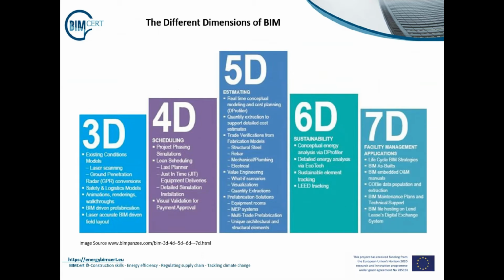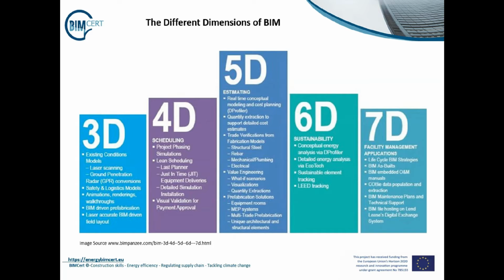BIM dimensions are different to BIM maturity levels, which we looked at in Learning Outcome 1.3. They refer to the particular way in which particular kinds of data are linked to an information model. By adding additional dimensions of data, you can start to get a fuller understanding of your construction project, how it will be delivered, what it will cost, and how it should be maintained.